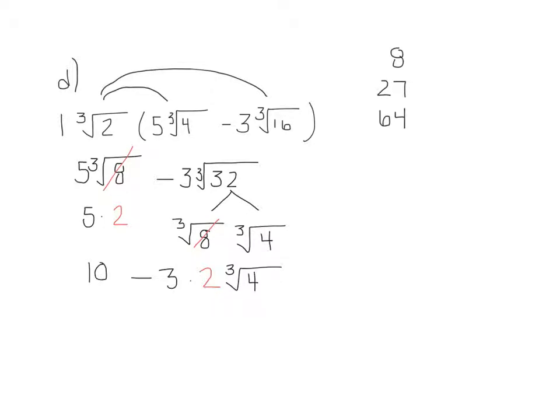So what I have now is, when I multiply 5 by 2, I get 10. When I multiply 3 by 2, I get 6, and then that 6 is attached to the cube root of 4. Since there is no perfect cube that divides evenly into 4, that is my final answer, 10 minus 6 times the cube root of 4.